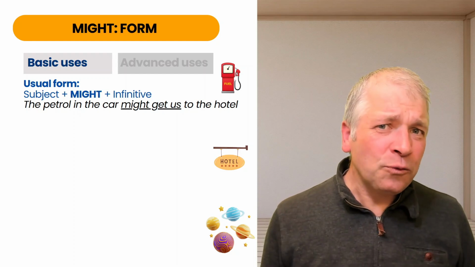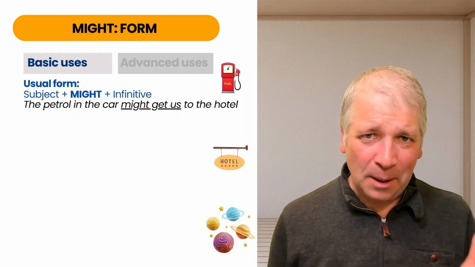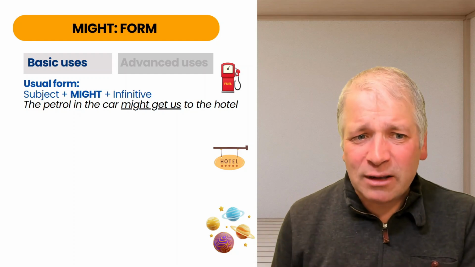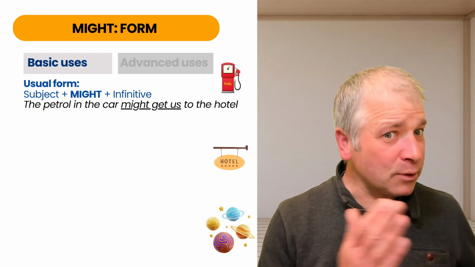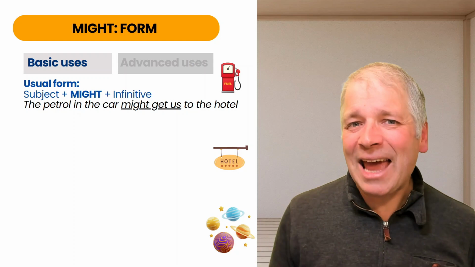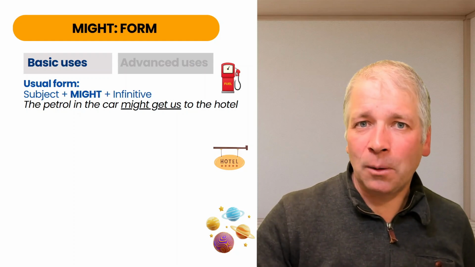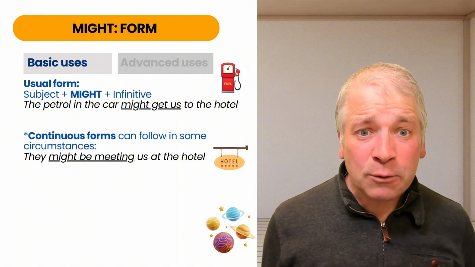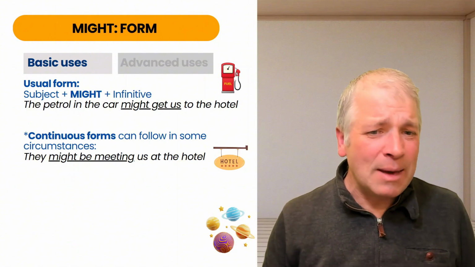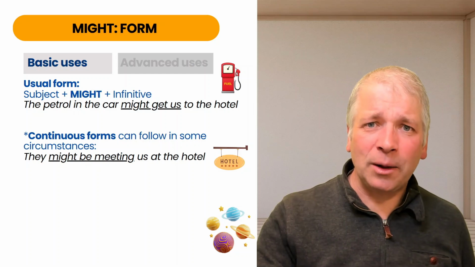Might, in its usual form, is like all the other modal verbs. Subject, followed by might, then the infinitive. The petrol in the car is the subject. Might, and then get is the infinitive. The petrol in the car might get us to the hotel. We can use the continuous form. In some circumstances, they might be meeting us at the hotel.